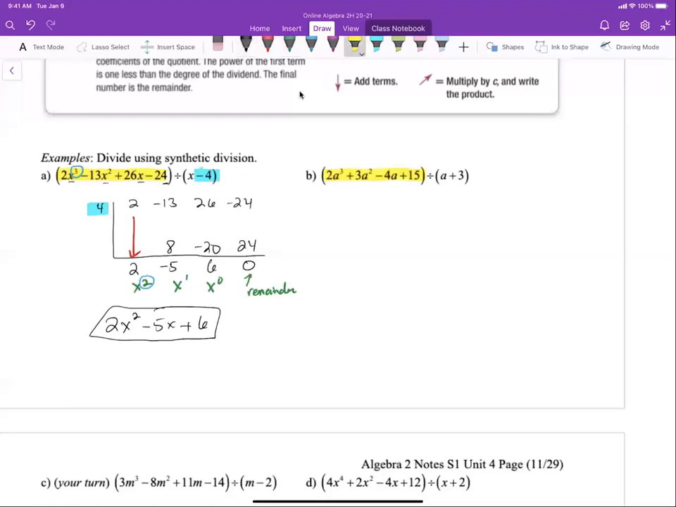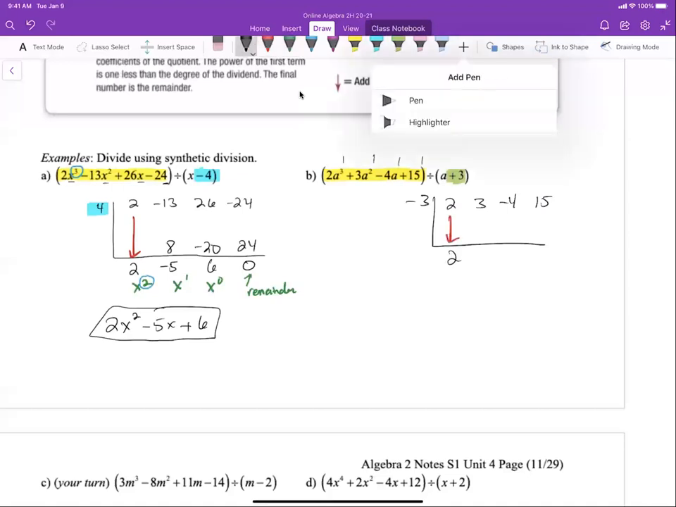So here are my terms that I need to divide by a plus 3. I have a cubed, a squared, a to the 1 power and a to the 0 power. I do not need any placeholders. 2, 3, minus 4, and 15. Switch the sign, so I have a negative 3. Bring the 2 down. Multiply negative 3 by 2, I get a negative 6.